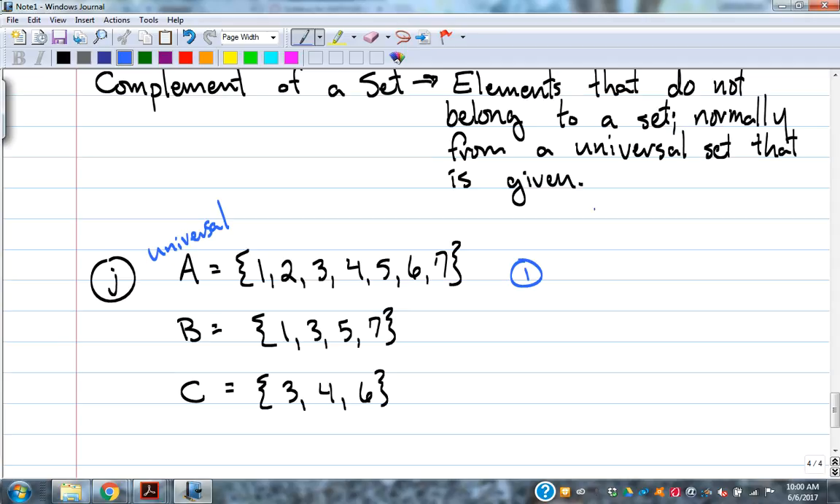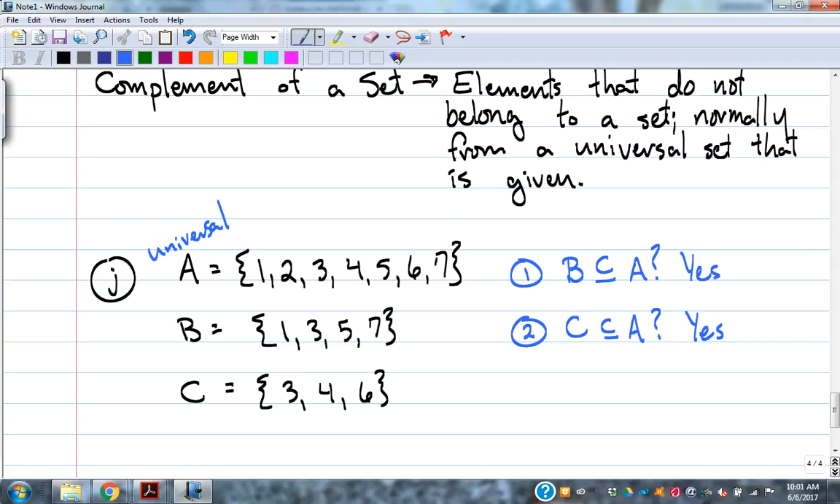So the first question I want to answer is, is B a subset of A? Is B a subset of A? So yes, no there. Yes. Everything that's in set B is in set A, so it's a subset. Is C a subset of A? Yes. All right, now here's where we get into the complement.